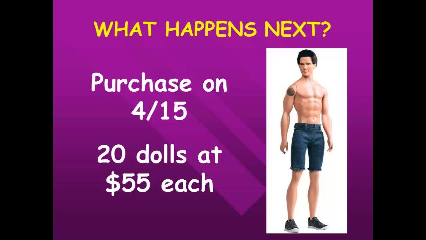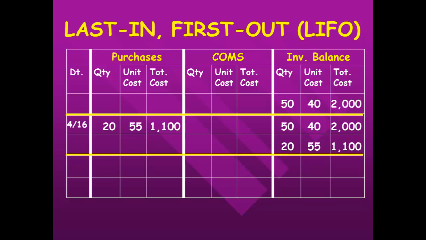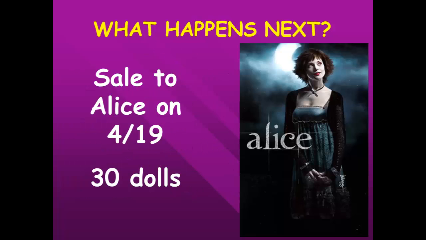Let's go back to my card. Again, 20 units, $55 each. So I had 50 at 40, and now I have 20 at 55. What happens next? Going to sell 30 on the 19th. Selling 30 on April 19th.